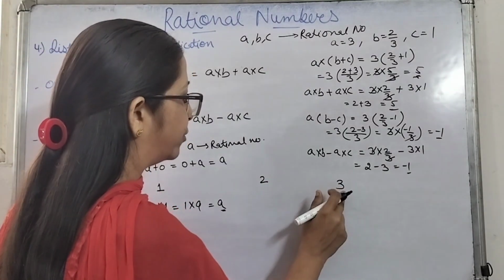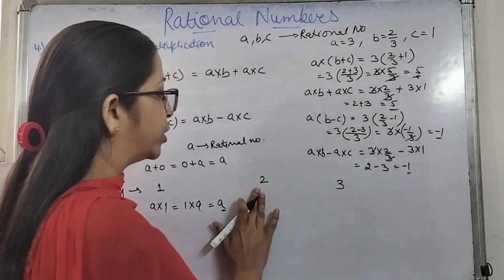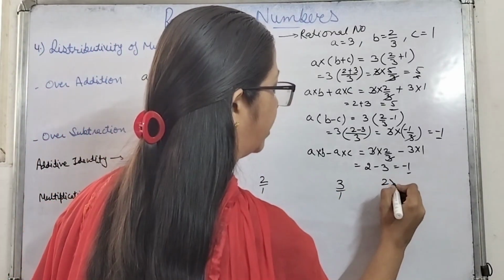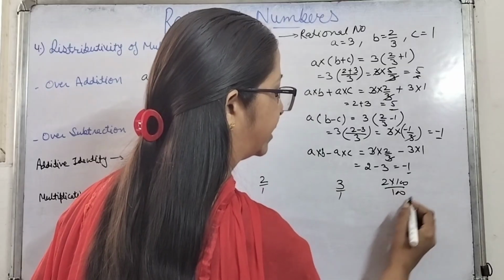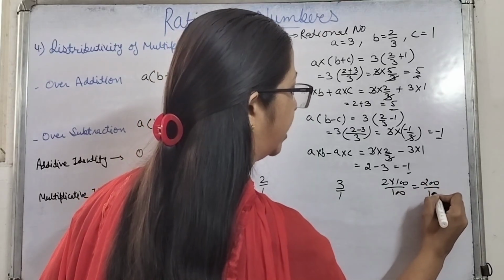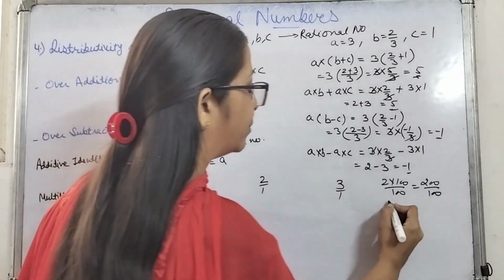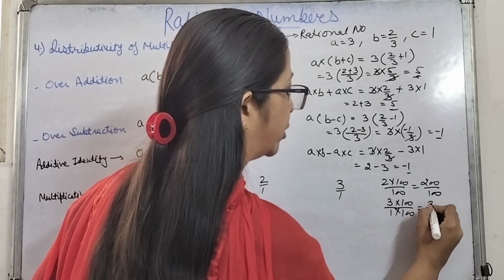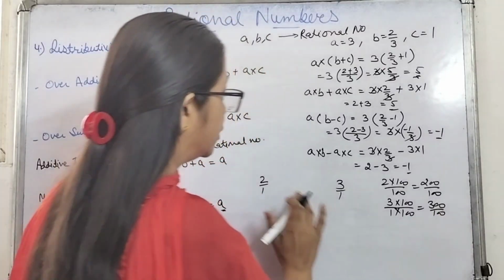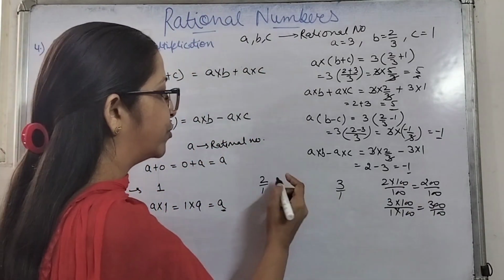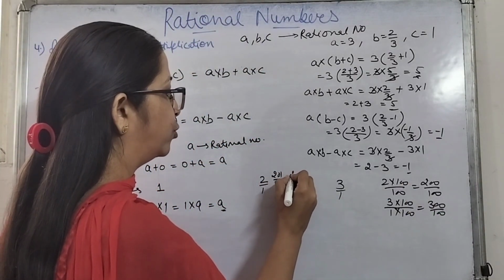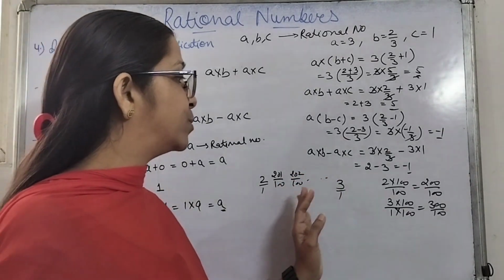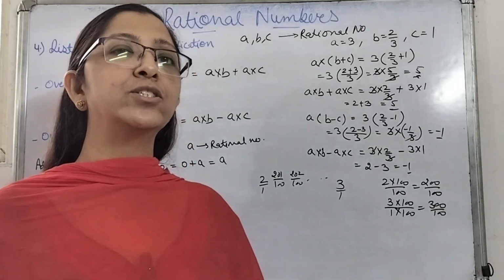See, 2 and 3. If we convert 2 into an equivalent fraction, it could be written as 2 multiplied by 100 divided by 100, so 200 over 100. Similarly, 3 upon 1 could be multiplied by 100 and divided by 100, so it could be written as 300 by 100. So between these two rational numbers, the numbers will be 201 over 100, 202 over 100. Similarly, we can find infinite rational numbers between any two given rational numbers.